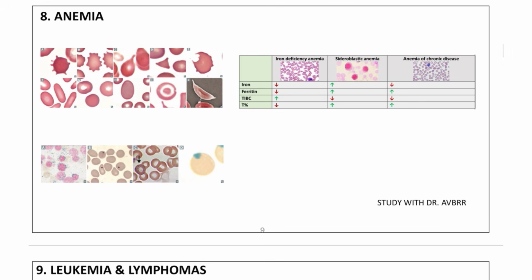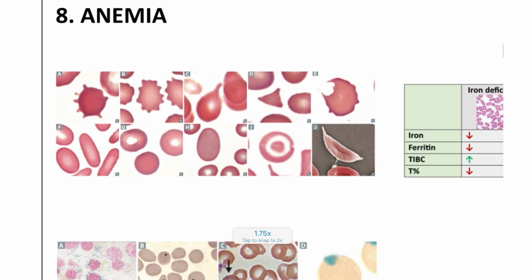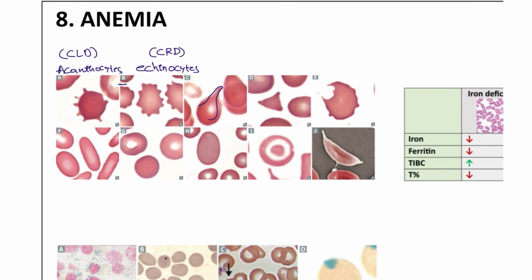Next, moving on to the next picture, identify these conditions. So first one, these are the acanthocytes. Acanthocytes are seen in chronic liver disease. Next, second picture B, these are the echinocytes, and echinocytes are seen with chronic renal disease, right? Next one. Here you can see a drop, like a drop sign. These are known as dacrocytes, seen in the myelofibrosis condition.